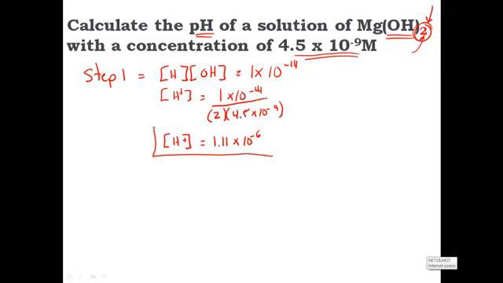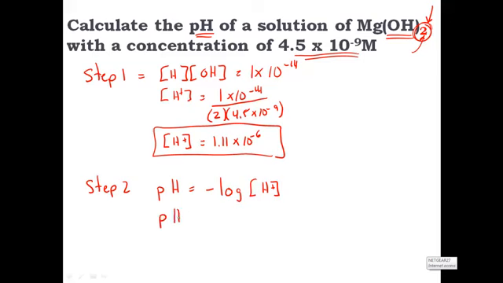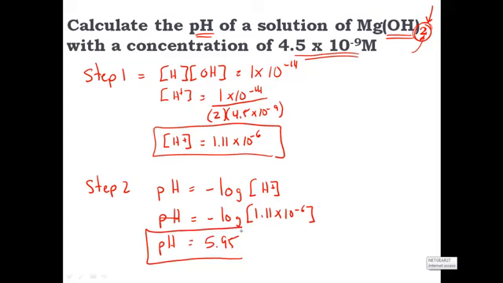Awesome. That's part 1. We've gotten the concentration. That's essential for step 2. In step 2, we're using the pH formula. The pH equals the negative log of the H plus ion. Let's plug our values in, guys, and solve for the pH. And we end up finding the pH is going to be equal to 5.95. Once again, that's in the ballpark of my exponent right there, too.